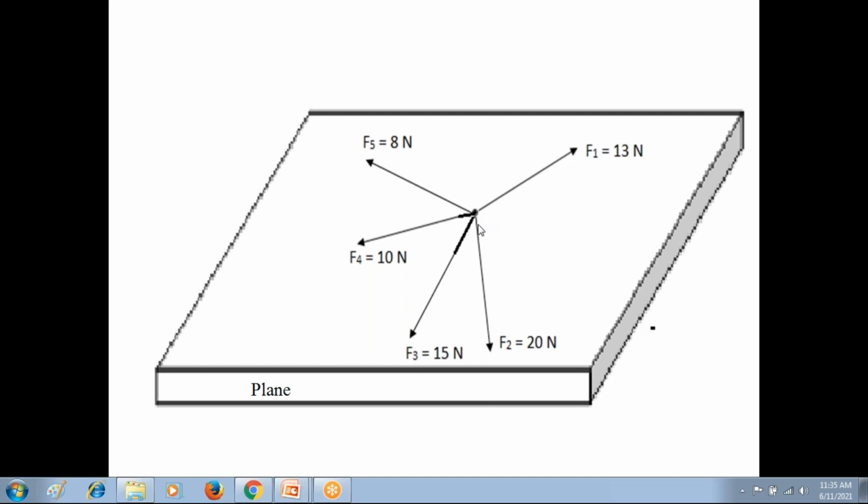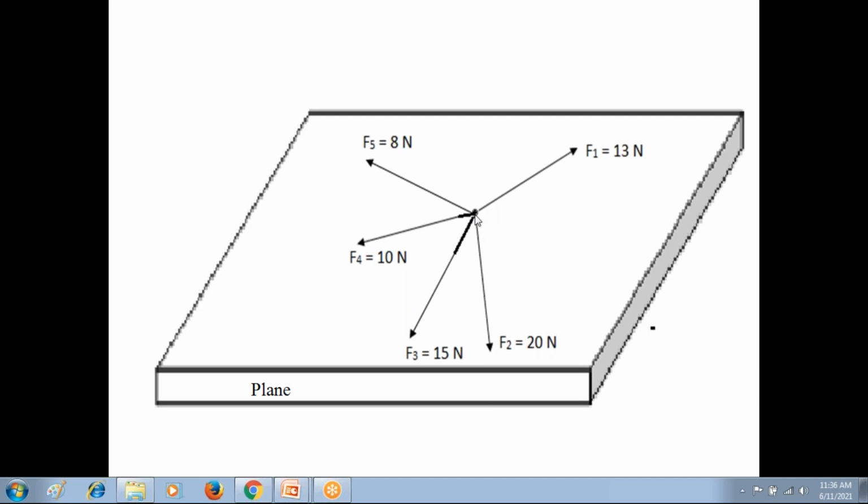This is the point of application of the second force. Similarly, the third force has the magnitude, line of action, and also point of application. Fourth force: magnitude, line of action, point of application. Fifth force: magnitude, line of action, point of application. If you observe this diagram carefully, all 5 forces are acting at the same point of application. For all these 5 forces, the point of application is the same.